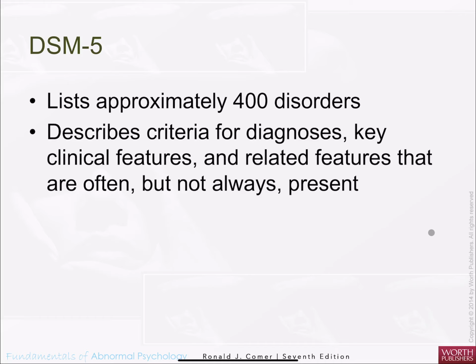DSM-5 is how we diagnose patients here in the U.S. This is the diagnostic manual that we use that has more than 400 disorders. One thing that you need to know is that DSM-5 is not universal, meaning that not every country actually accepts DSM-5. If you go to France, they actually have their own diagnostic manual. They don't use DSM-5 at all.